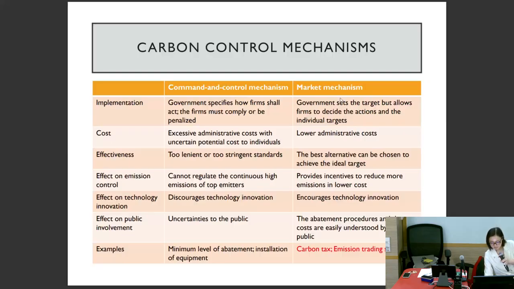And the market-based mechanism provides incentive to reduce more emissions at lower costs.